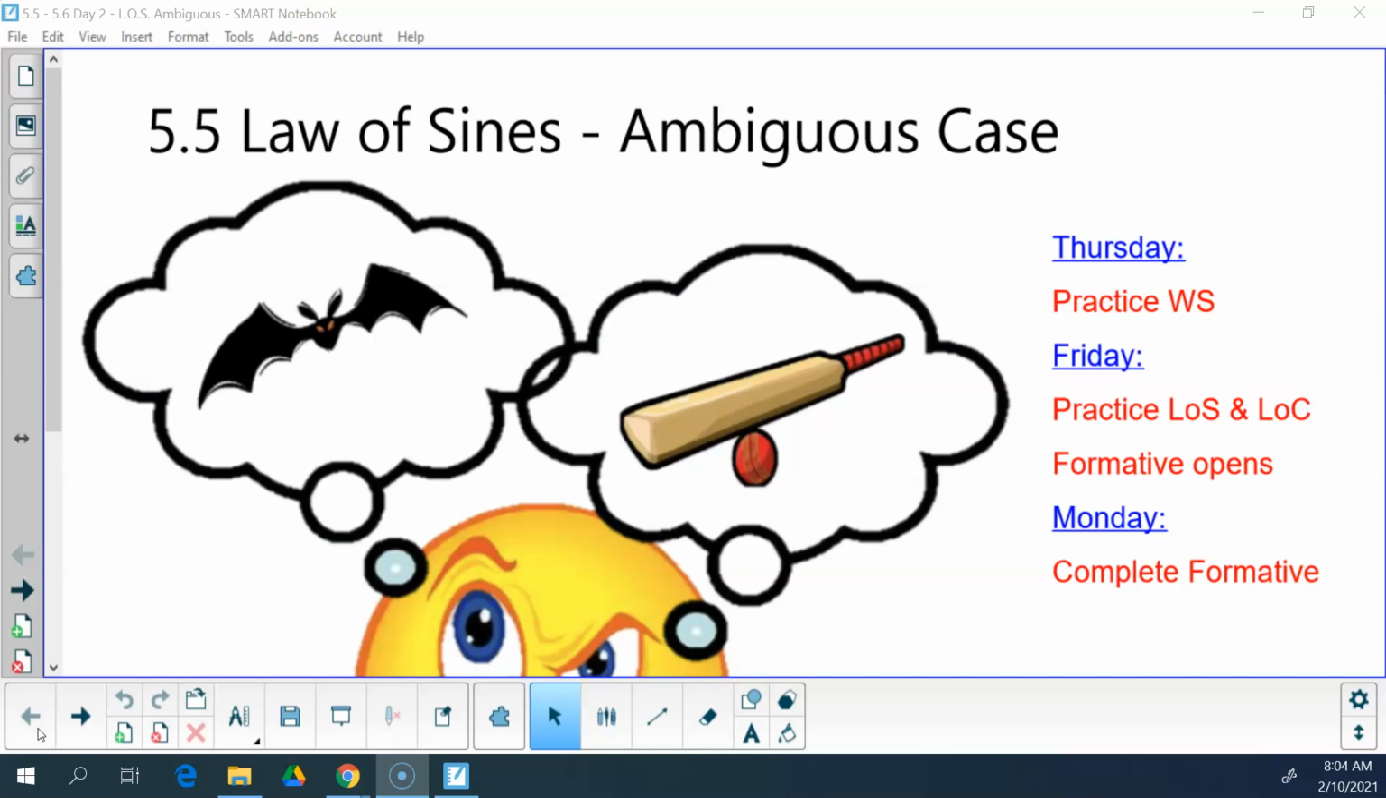And then Friday is some more practice for you, and there will be a formative this week. It'll be a brief formative, and you need to get that formative done prior to Monday.